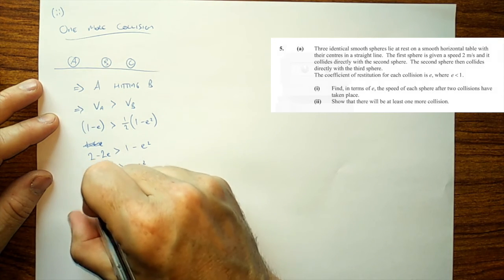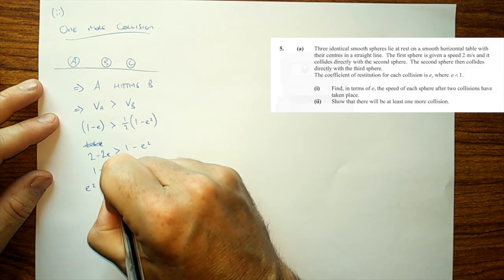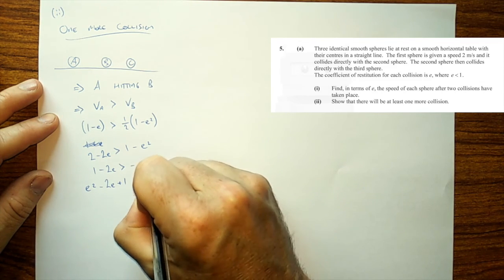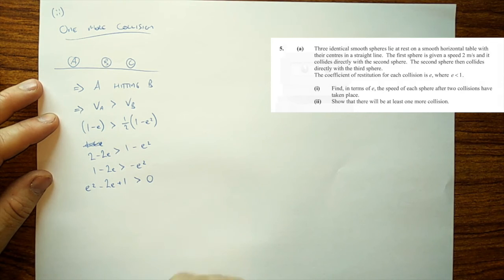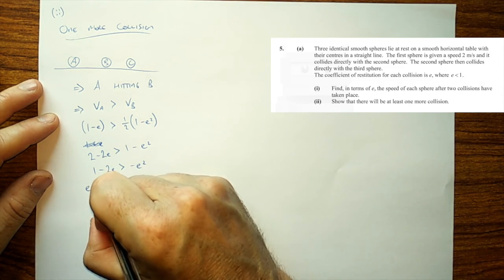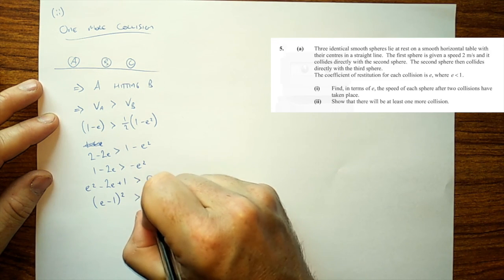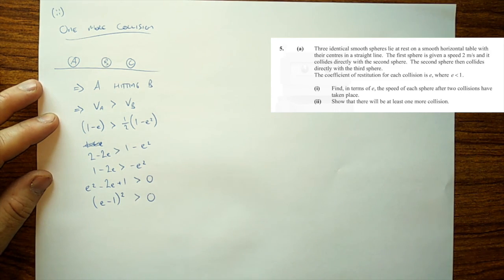Bring the e over here. So e squared minus 2e plus 1 is greater than 0. Does this look familiar? Well, indeed it does, because it's e minus 1 all to be squared is greater than 0. This is true.